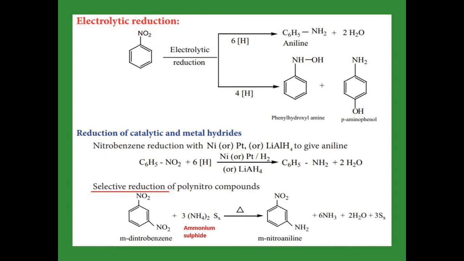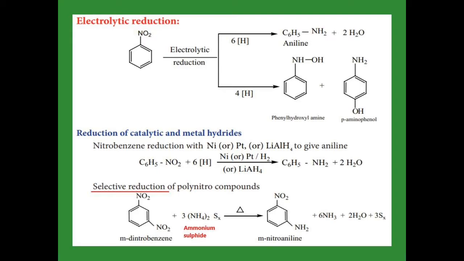Electrolytic reduction. Nitrobenzene undergoes electrolytic reduction in two ways. In the first way, what is reduction? Addition of hydrogen, removal of oxygen. Here we are going to remove two oxygen. Instead of two oxygen, two hydrogen is added, so we get aniline. C6H5NH2 is the formula of aniline. And the two removed oxygen combine with the four hydrogen, giving 2 moles of water.